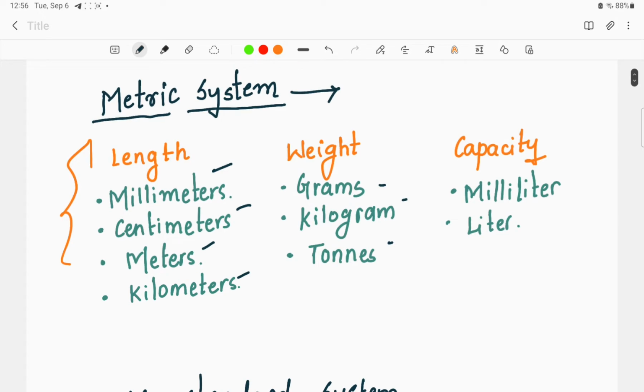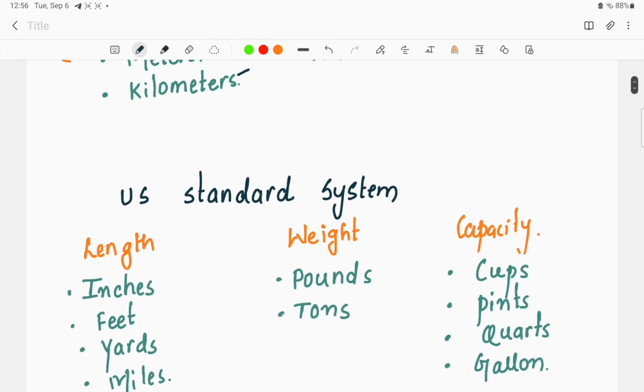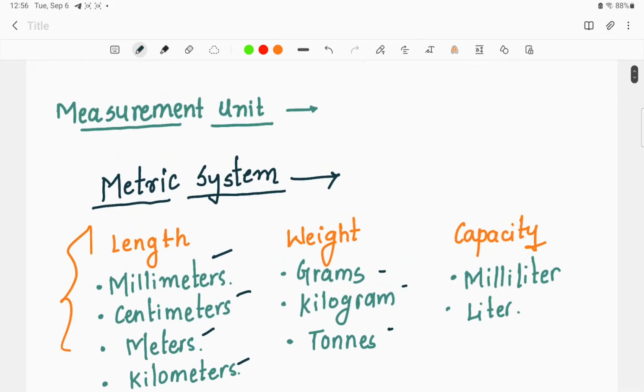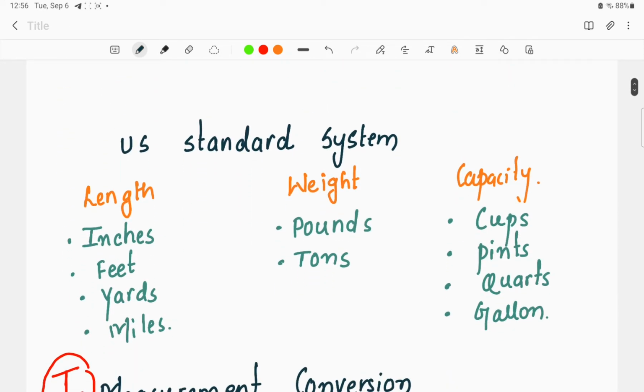From this system we must be able to understand which standard system a unit belongs to. That is, we must be able to understand from which system the particular unit belongs. For length in the US standard system we use inches, feet, yard and mile. For weight we use pounds and tons. For capacity we use cups, pints, quarts and gallon.